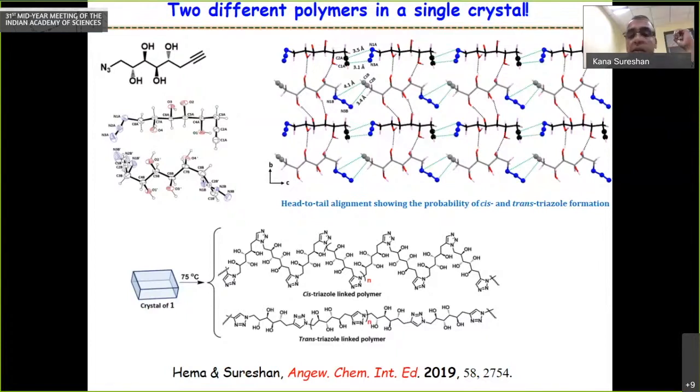So in the crystal structure, you find on the right side, in the packing, the molecules are self-sorted. There are two different kinds of monomers, two different conformers actually. Each of them is self-sorted, and one conformer reacts only with that kind of conformer, and the other conformer reacts with the other kind of conformer. And they form different linkages. In one case, it is a 1,4-linked triazole linkage, and in the other case, it's a 1,5-linked triazole linkage. So in effect, what you get is a 1:1 mixture of two different polymers in a single crystal. This is very interesting actually.